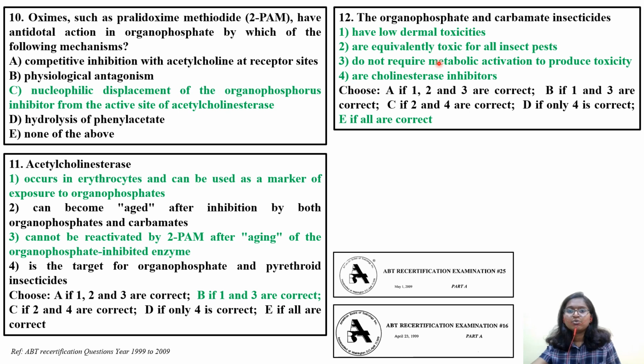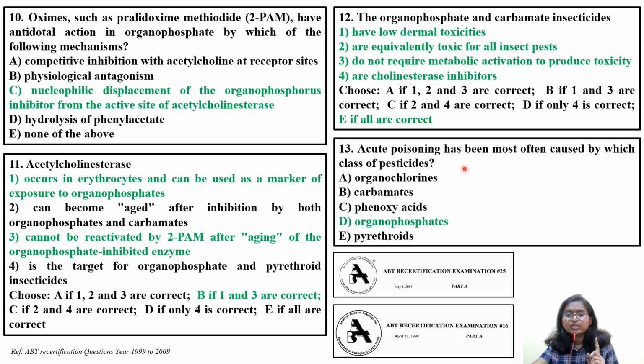Number two, are equivalently toxic for all insect pests. As I said, one question was there, how they're acting on mammals, as well as there is not much difference. So they are equivalently toxic to all insect pests, do not require metabolic activation to produce toxicity, or cholinesterase inhibitor. So these all 4 points are applicable to organophosphate as well as carbamate insecticides.